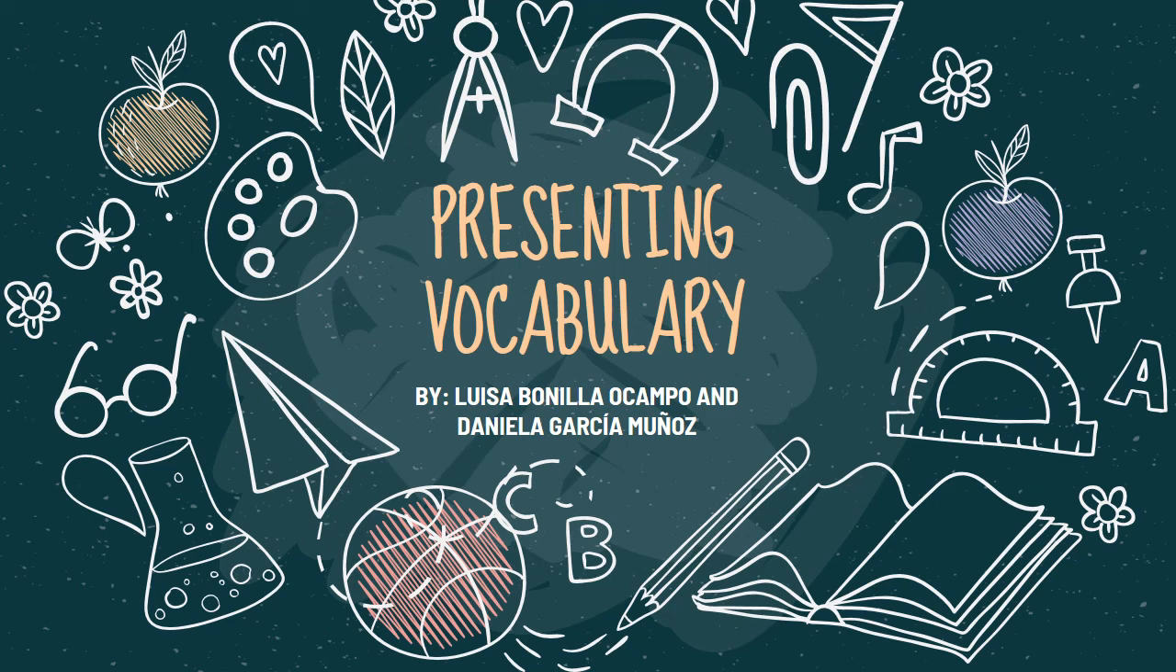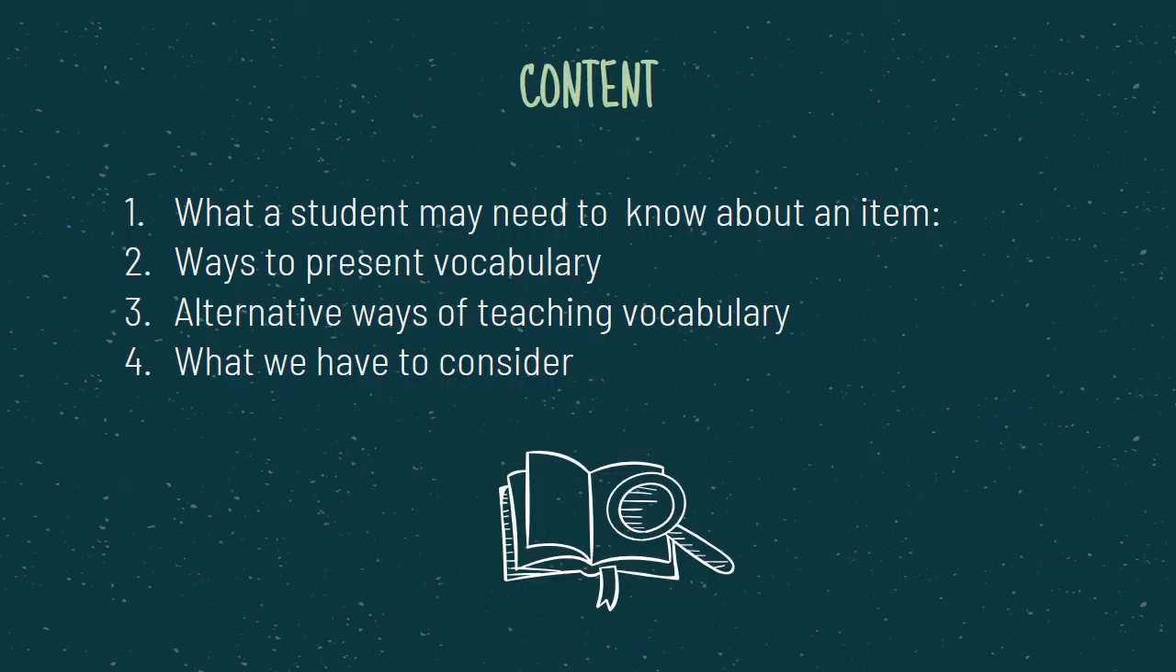So let's start. The content is divided in four parts. The first part is what a student may need to know about an item. Ways to present vocabulary is the second. The third, alternative ways of teaching vocabulary. And finally, the fourth one is what we have to consider.